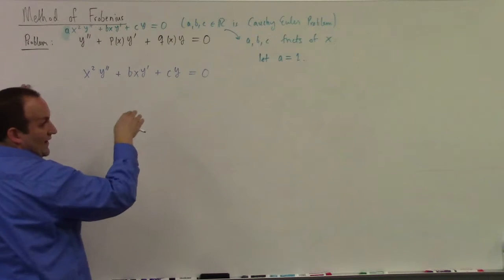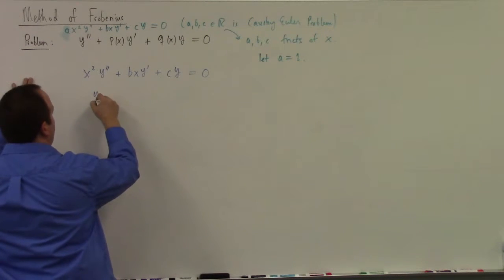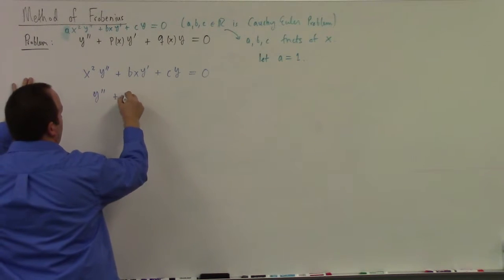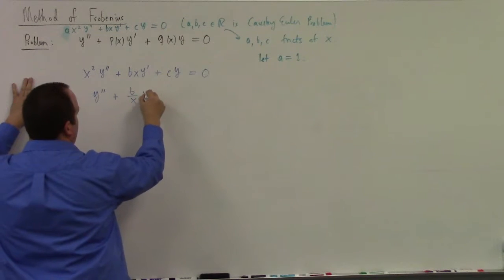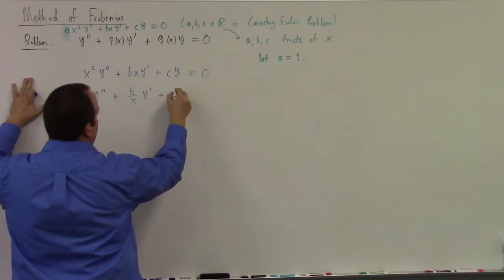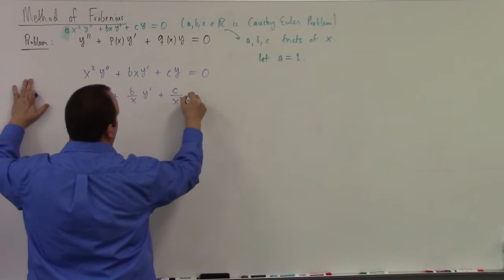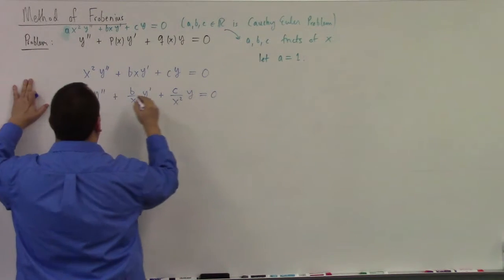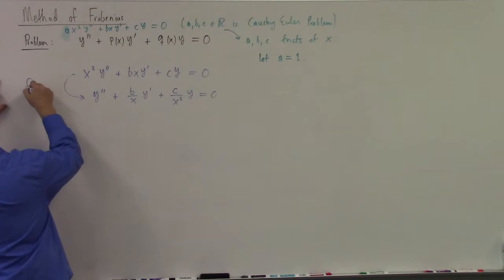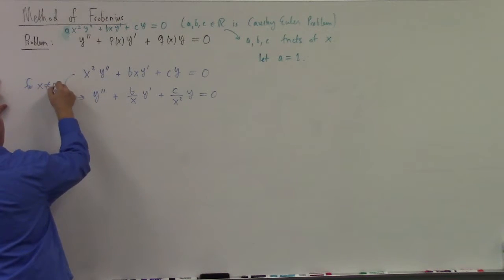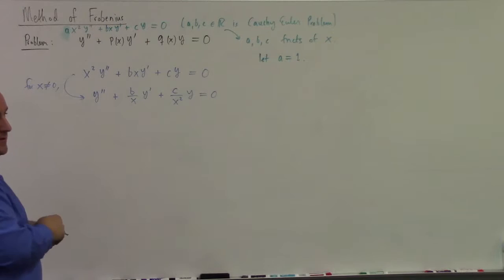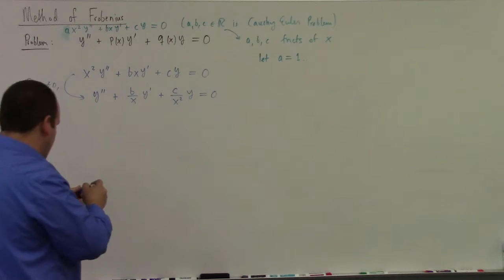If I take this and I divide by x squared, I get y prime prime plus b over x y prime plus c over x squared y equals 0. And of course this is for x not equal to 0, I make that step. So if you want to translate between these two worlds, what's the relation between the p and the q and the b and the c?